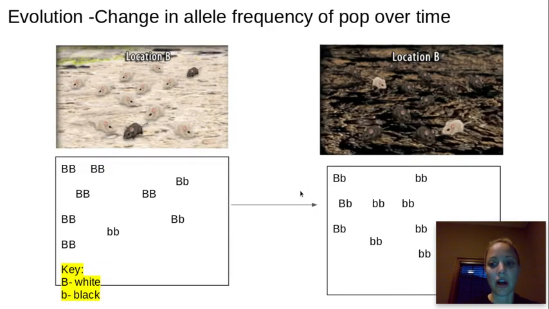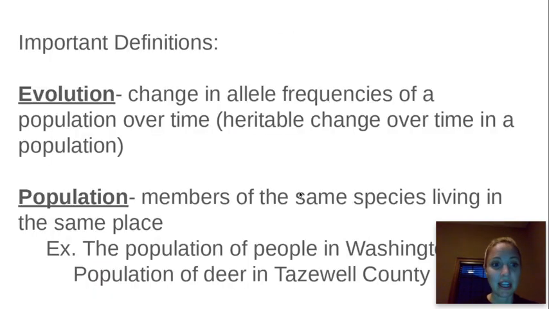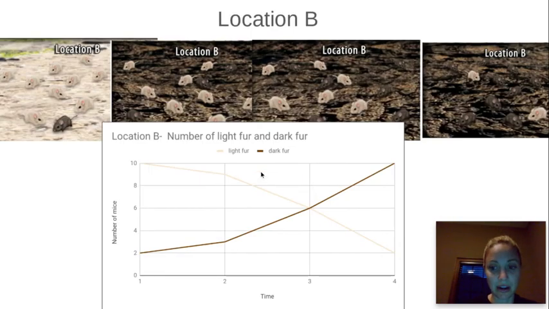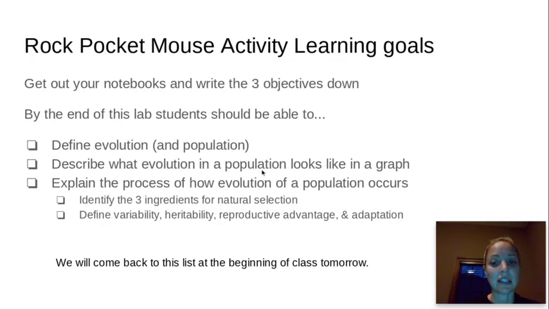Okay, so what we should have just accomplished is our first bullet point and our second bullet point. You should be able to define evolution as heritable change in a population over time, or change in allele frequencies in a population over time. And describe what evolution looks like in a graph, and we have that example right here. The next one we're going to work on is the third bullet point: explain the process of how evolution of a population occurs.